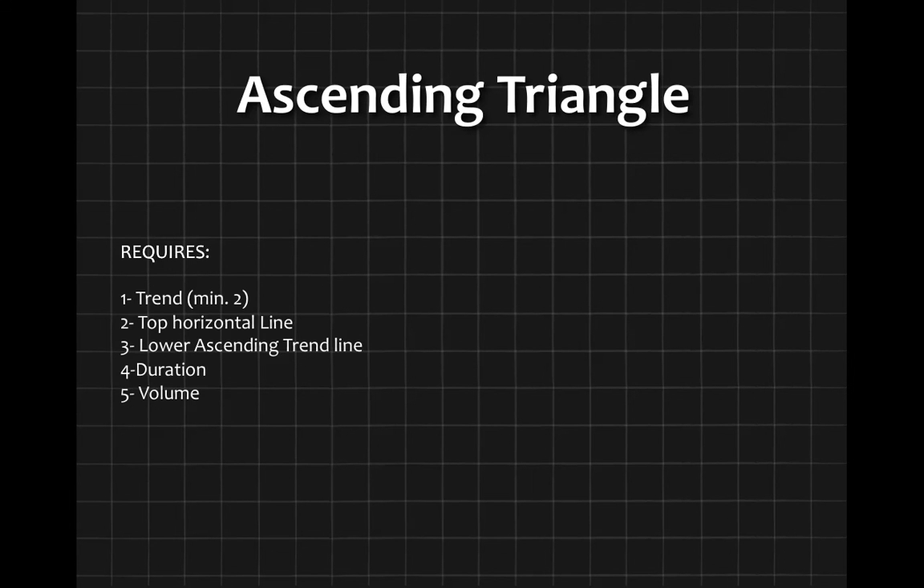So just 5 things to keep in mind here. One is a trend. The actual trend has to be visible, which you need at least two pieces of the trend, which I'm going to talk about in the next photo. The next thing to keep in mind is the top horizontal line, which will be viewed as a red line in the photo on the next slide. And the third thing is a lower ascending trend line. Four is duration, which can last anywhere between 2 to 3 weeks to 3 months. And volume. Volume should be descending as this pattern is coming along.